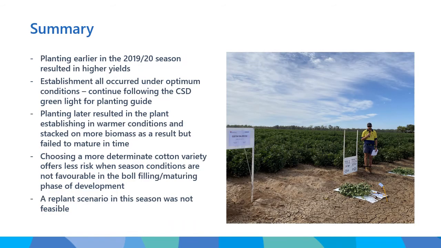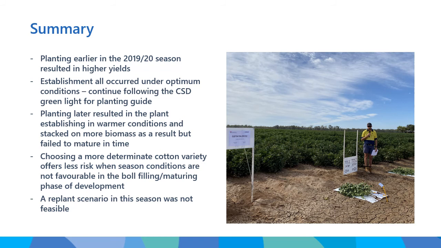So to wrap things up, last year was the year to plant early with optimal planting conditions. Remember to always sort of rely on the CSD planting guides to help make planting decisions. They're the best protocol we have at getting crop in the ground and getting it away and establishing quickly. Later planting saw the crop emerge in warmer conditions and quickly stack on biomass as a result, but failed to finish in time and was not viable in this season.